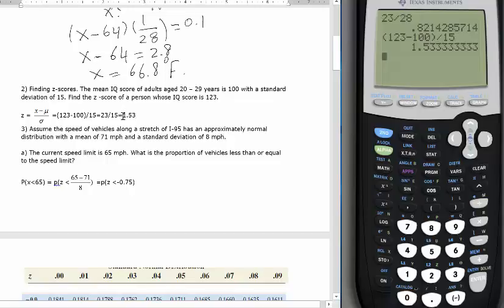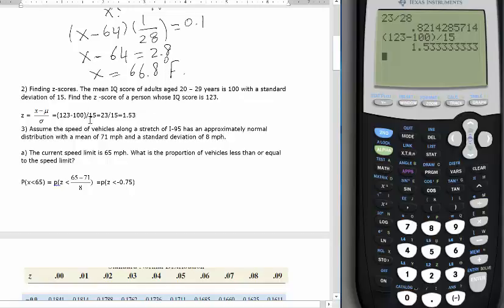What is a z-score? A z-score will tell us how far 123 is from the mean by number of standard deviations. So 123 is 1.53 standard deviations above the mean, which is 100.